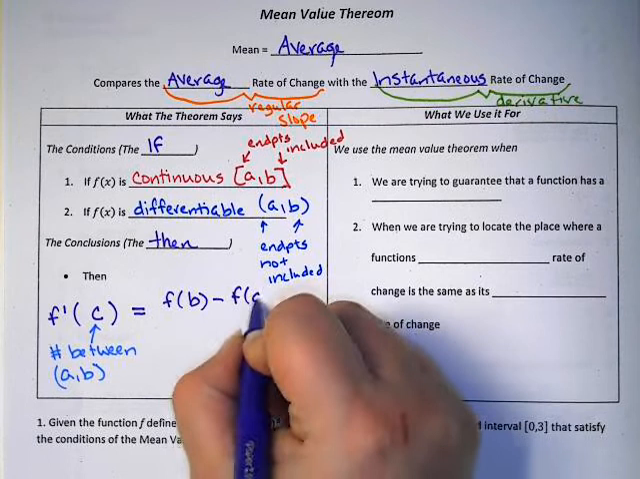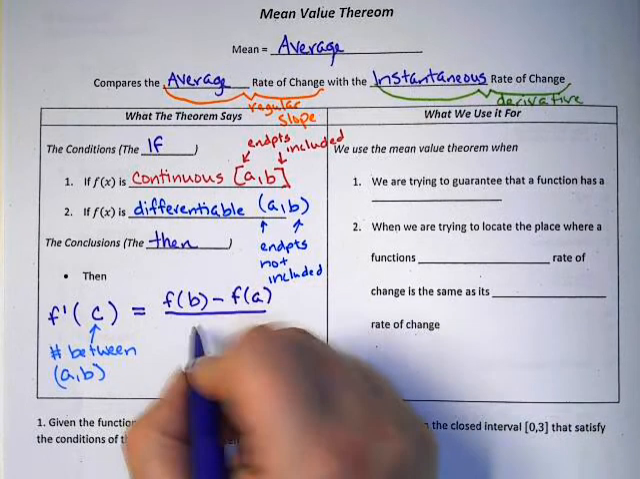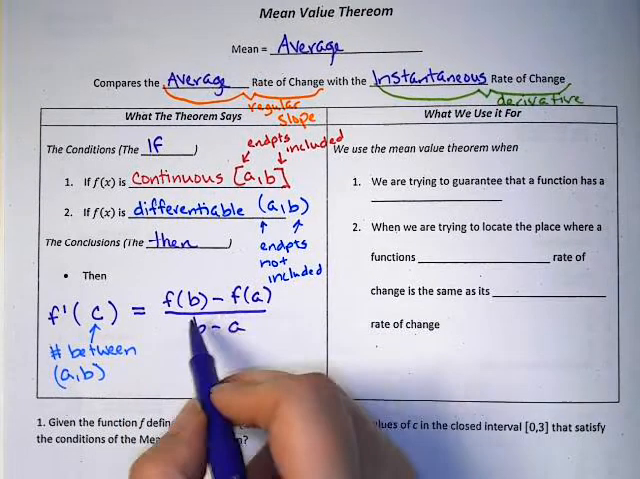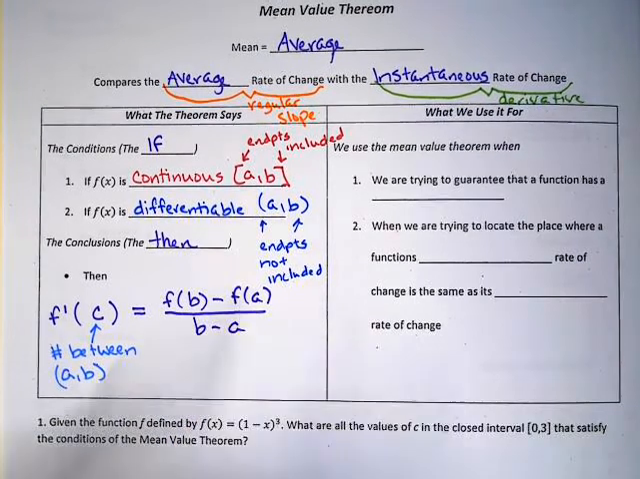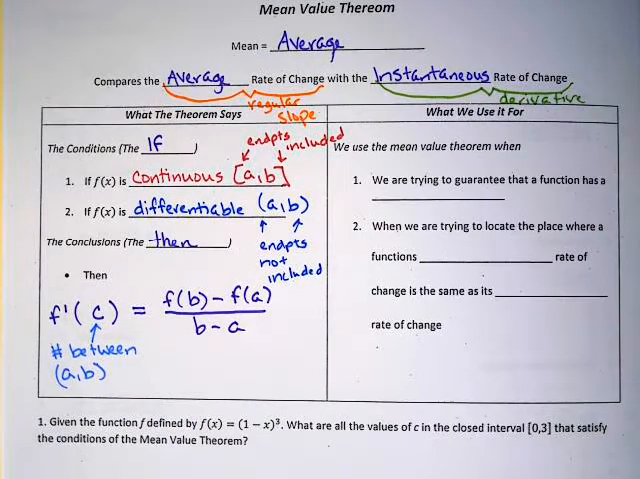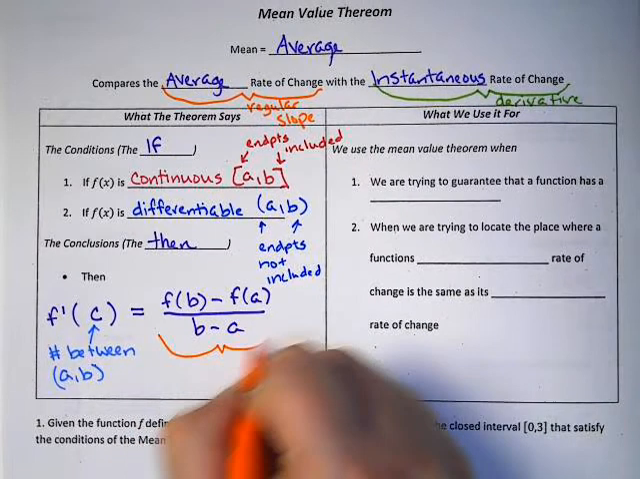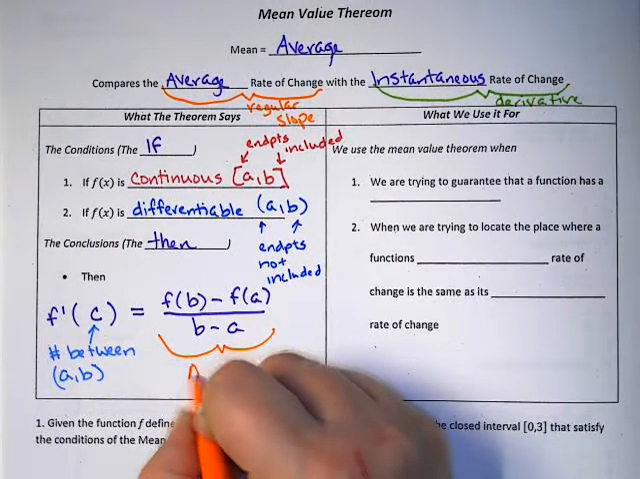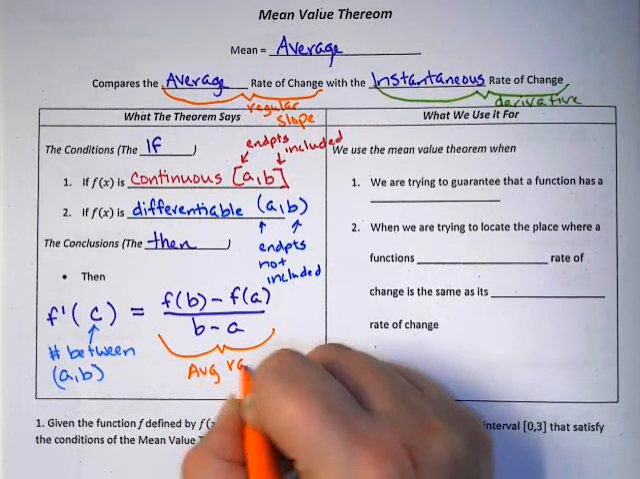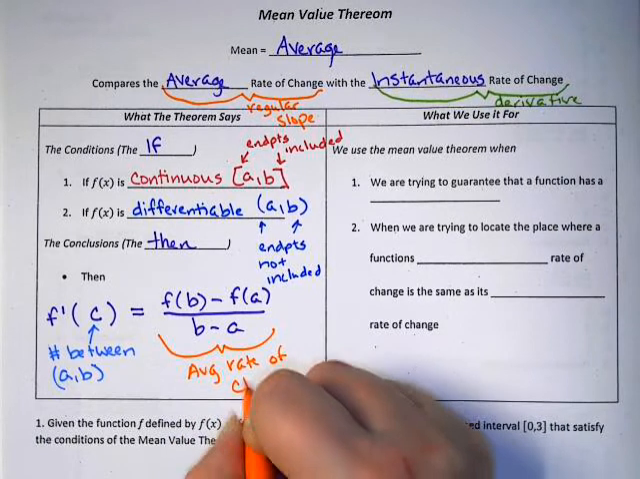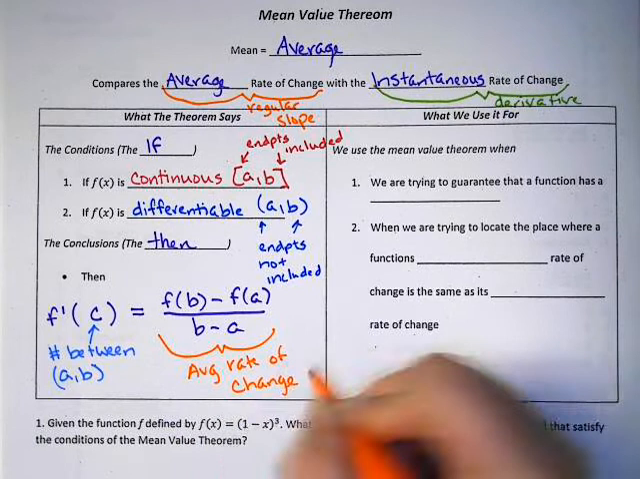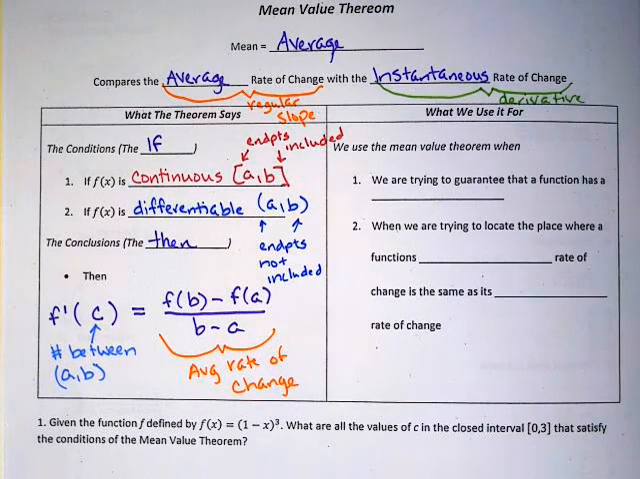And we know that average rate of change is just the slope. So f of b minus f of a over b minus a. That's our regular old average rate of change, our slope. So I know it sounds a little funny, and I promise once we talk a little bit more about what it's used for and look at some examples, it's actually not that bad.